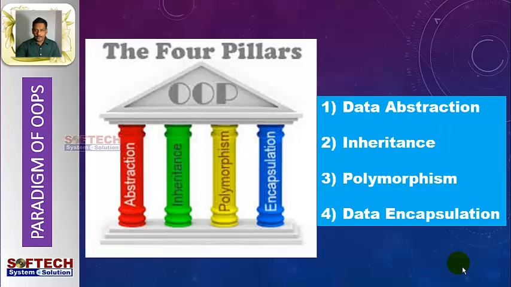Object-oriented programming consists of 4 pillars. One is data abstraction, second is inheritance, third is polymorphism, fourth is data encapsulation. Data abstraction and encapsulation are for data security. Inheritance is for reusability. Polymorphism is also for reusability in another manner. We will discuss the 4 pillars one by one.